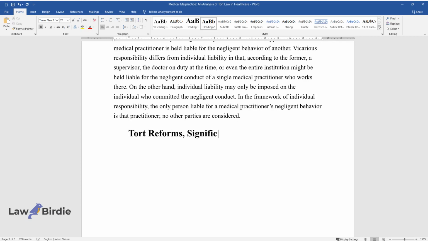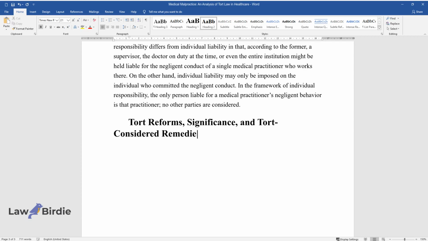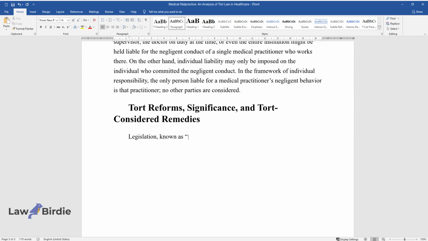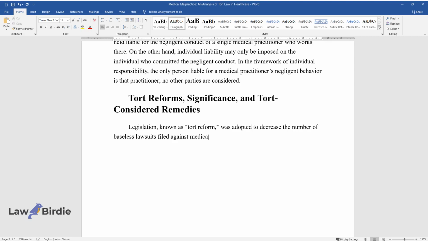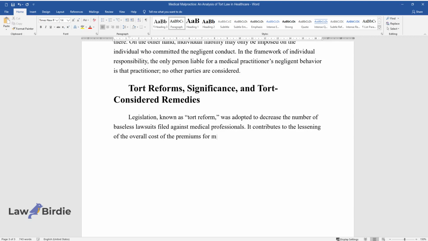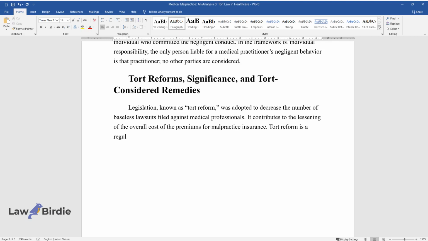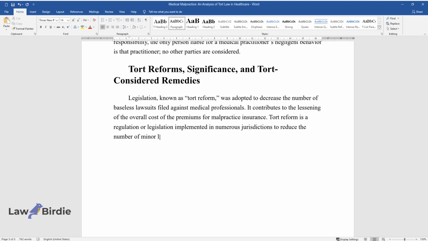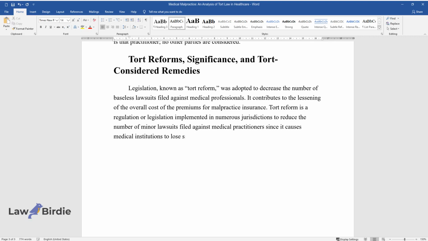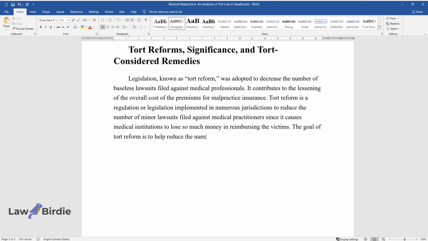Tort reforms, significance, and tort-considered remedies. Legislation, known as tort reform, was adopted to decrease the number of baseless lawsuits filed against medical professionals. It contributes to the lessening of the overall cost of the premiums for malpractice insurance. Tort reform is a regulation or legislation implemented in numerous jurisdictions to reduce the number of minor lawsuits filed against medical practitioners, since it causes medical institutions to lose so much money in reimbursing the victims. The goal of tort reform is to help reduce the number of lawsuits filed against medical practitioners.